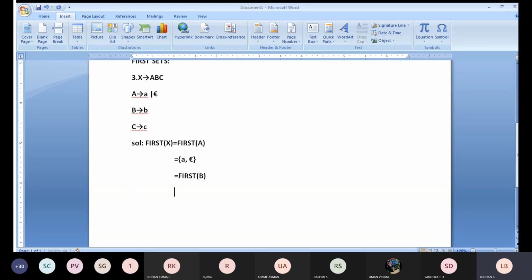If you see first of B, what is the terminal you will be getting? Anybody? What is the terminal part you are going to get? Small b, only b you will be getting. So I am going to write it as it is, only b. Whenever I am going to combine the result, a along with b. In this particular case, epsilon is not there in B. If epsilon is there, I would have continued to C.